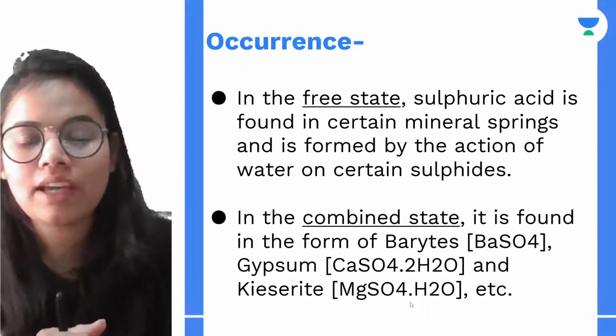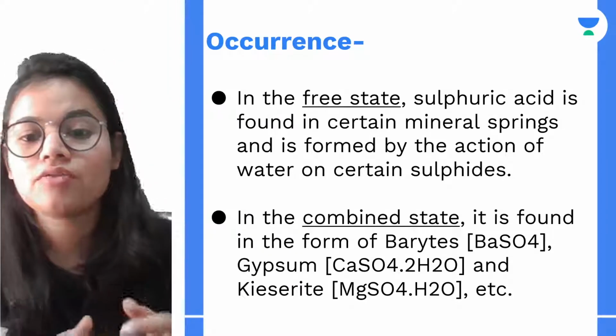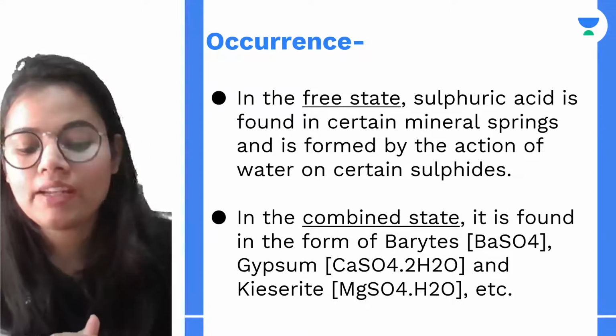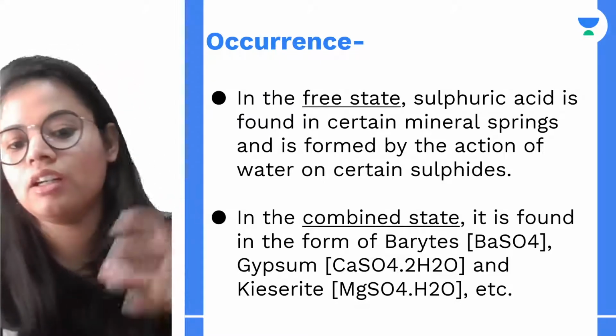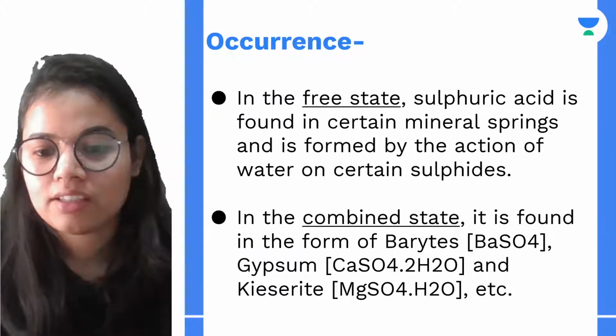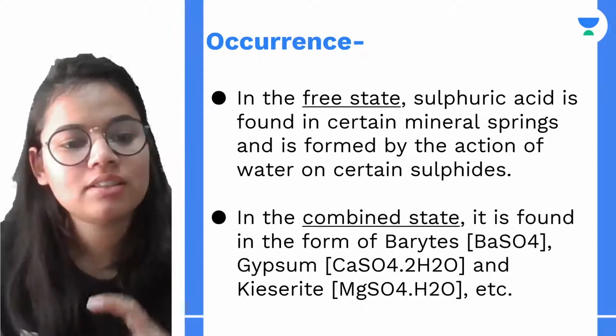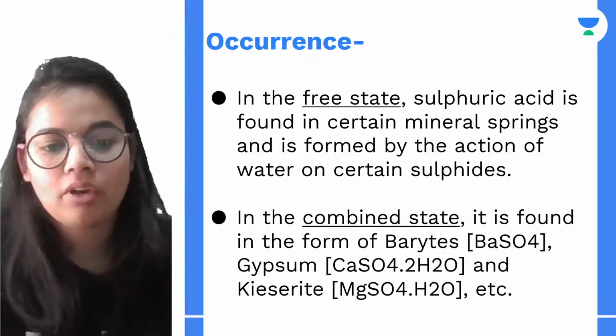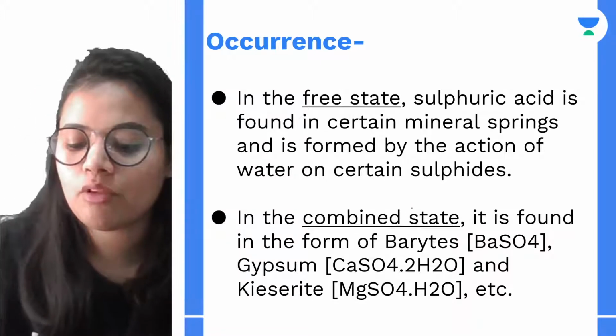So this sulfuric acid in the free state is found in the mineral springs, and in the combined state it is found in the form of barytes or gypsum or caesarite. So these are the various combined forms of the sulfuric acid. Kindly remember the name of the compounds.